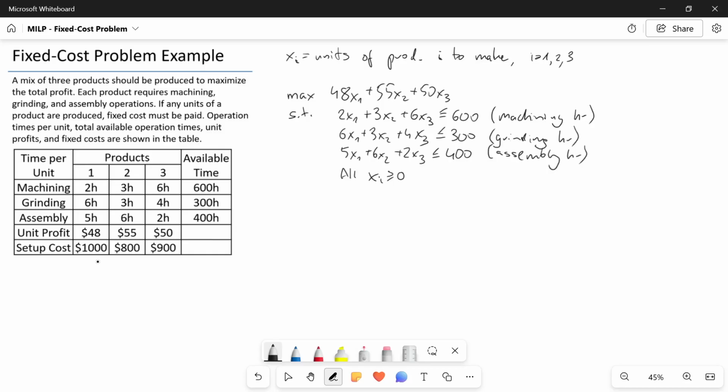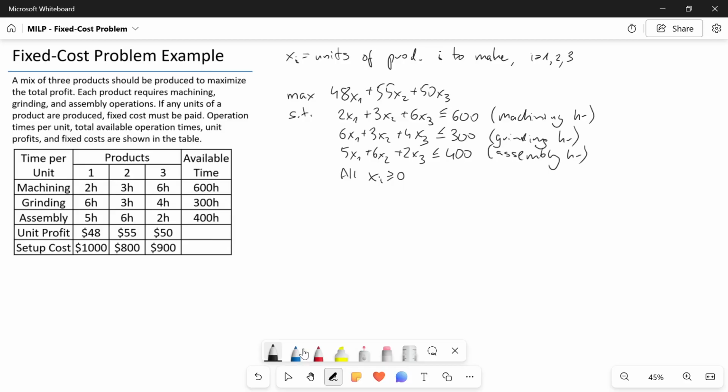Maybe, if we include this cost in the optimization model, then the optimization can see on one hand the benefits from producing each unit, but on the other hand, the reduction of the profit due to those setup costs. So how do we account for this in this model?